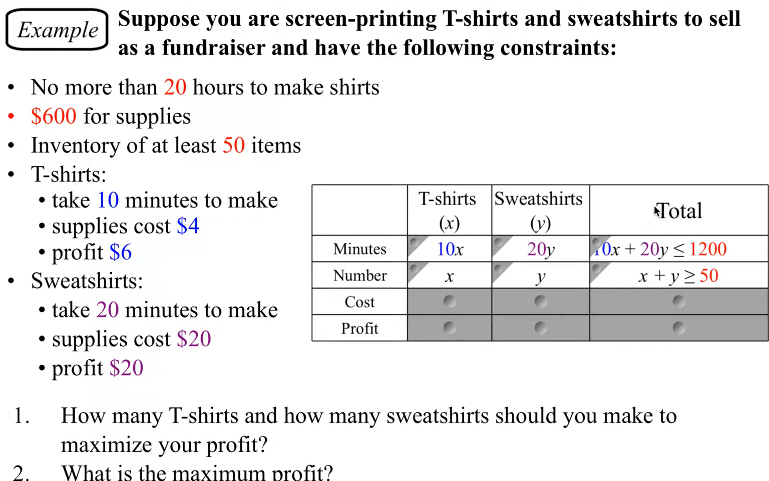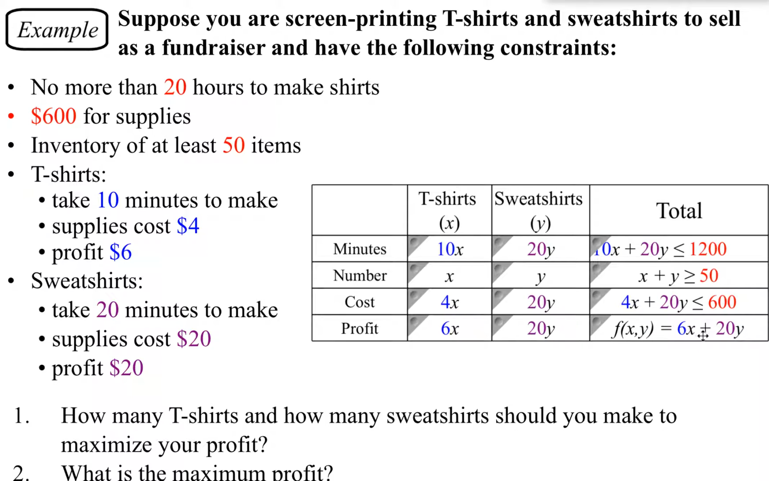And our last constraint is the cost. The cost for the t-shirts is $4 each, and for sweatshirts it's $20. Multiplying that by the number of t-shirts and sweatshirts we make and adding those together, we can't spend more than $600. So that has to be less than or equal to 600. Our profit for each t-shirt, we make $6. For each sweatshirt, we make $20. And we want that profit to be a maximum. So our objective function, f of x, y is 6x plus 20y. We want to find out where that function is a maximum.